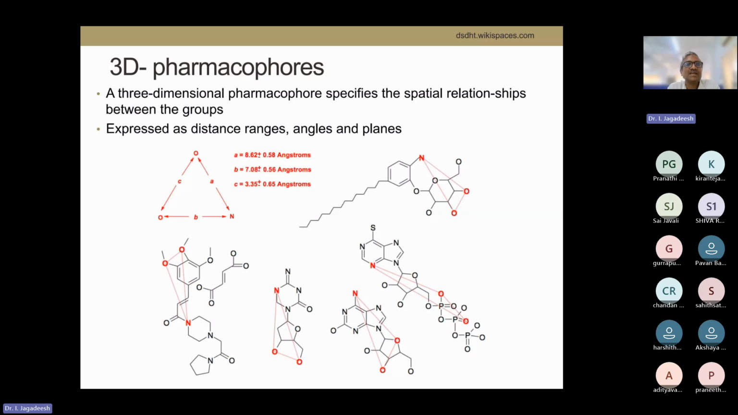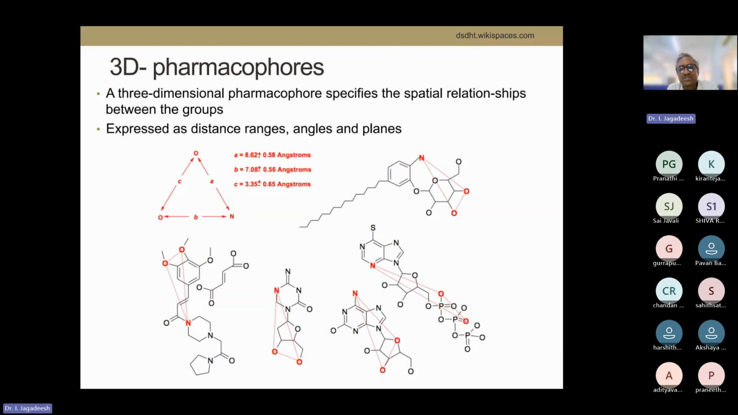In the 3D pharmacophore, the three-dimensional pharmacophore specifies the spatial relationship between the groups. So we have multiple triangles where we are going to find the Euclidean distance between the two atoms in question. We see them for comparison in the form of triangles. And the matching triangles, in this picture you see different structures are present.